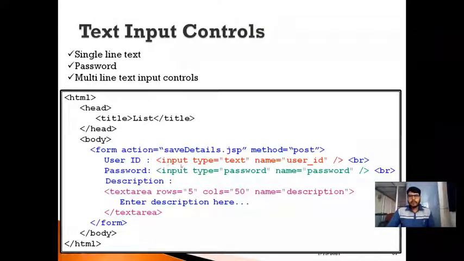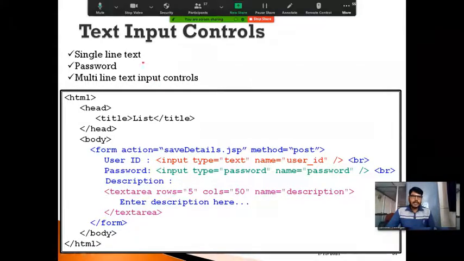Along with the input tag, we use the type attribute. Suppose I am accepting single line text from the user, then I need to specify type as text here, and I must specify a name for this input control. Here I'm going to specify the name as userID, because I am accepting the user ID from the user. After this, I'm going to include one BR tag so that it goes to the next line.